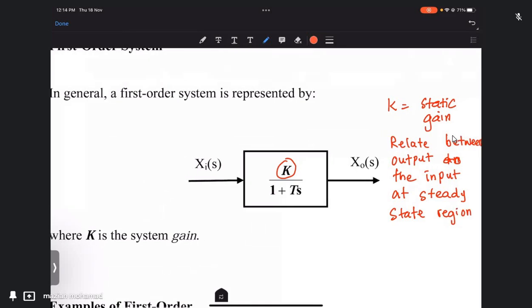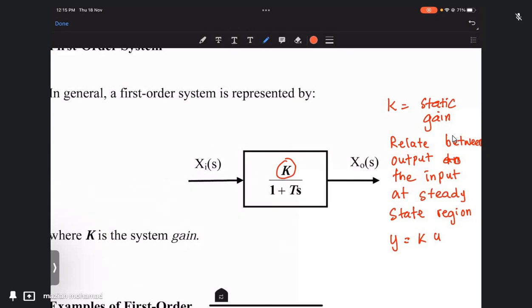Okay, we already discussed that time response, we have two parts. Transient region, and then we have a steady state region. So k here is a static gain, so it will relate the output to the input at steady state region, meaning we only consider the steady state region. So the relationship is given by y is equal to ku. The output is equal to static gain multiplied with the input of the system. All right. That is the first parameter.